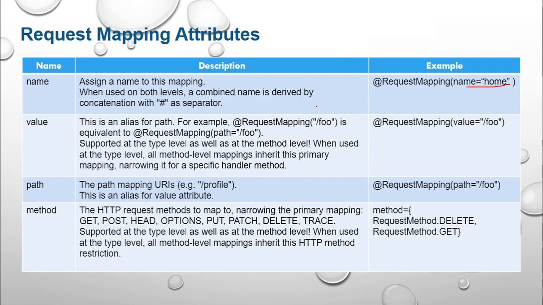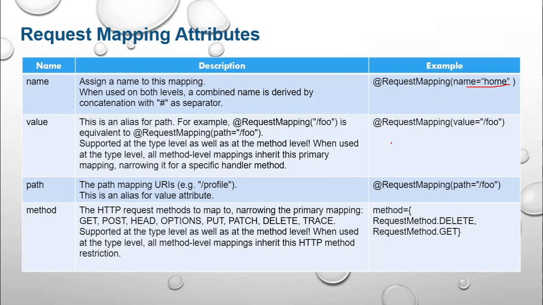Now coming to the value attribute. This is an alias for path. For example, here the request mapping foo is equivalent to the request mapping path. So that means the value is an alternative to the path. The value attribute is supported at both levels, the type level as well as the method level. When used at the type level, all method level mappings inherit the primary mapping, narrowing it for a specific handler method.